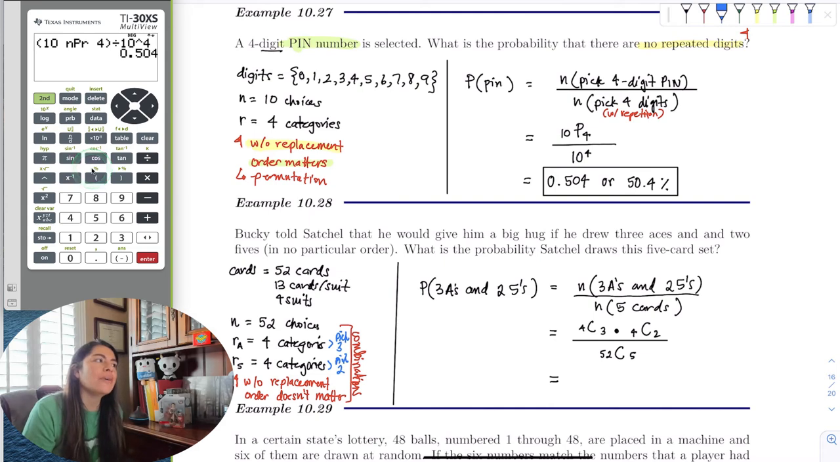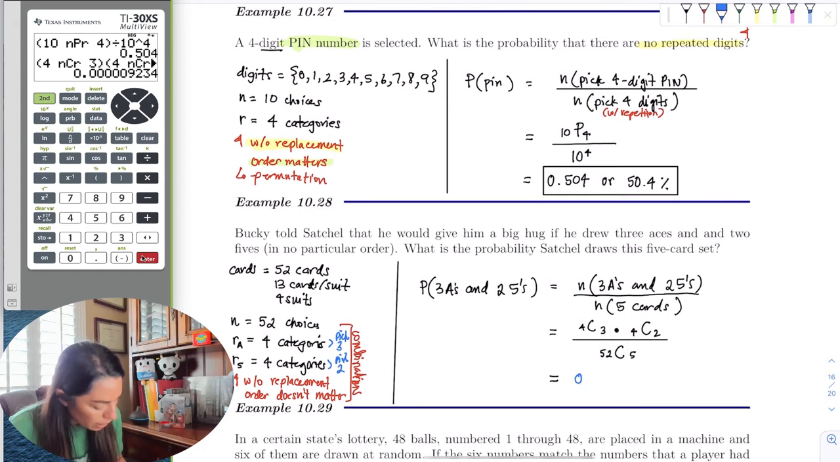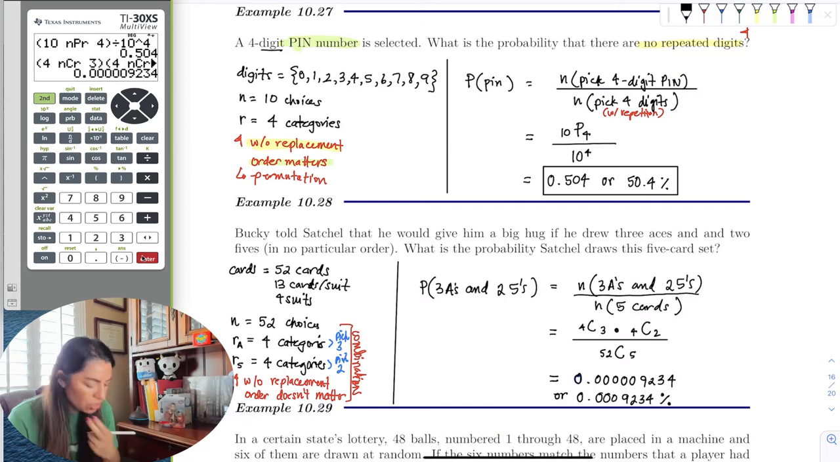But we can easily put this in the calculator. So we can do a parenthesis and put in four choose three, times four choose two, and then divide it by parenthesis 52 choose five cards. So we get this quite long decimal, 0.0000009234. Or I don't think it really matters, right? But 0.00923%. Essentially, there's a low probability that Satchel is going to draw three aces and two fives.